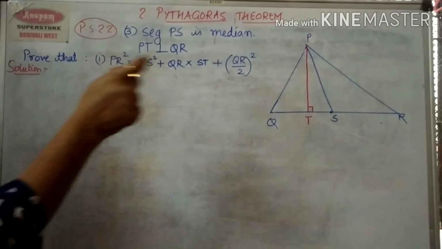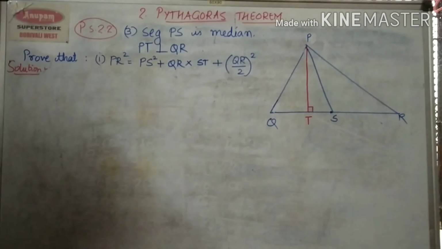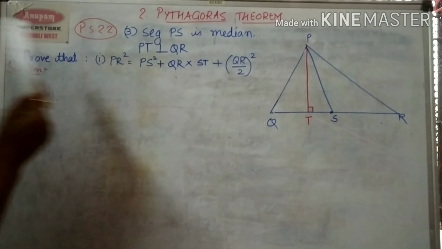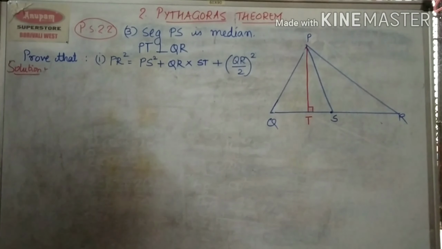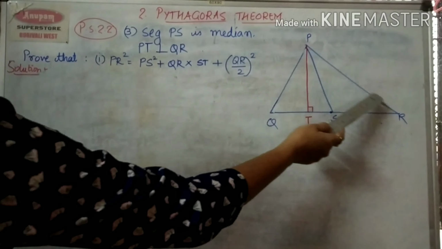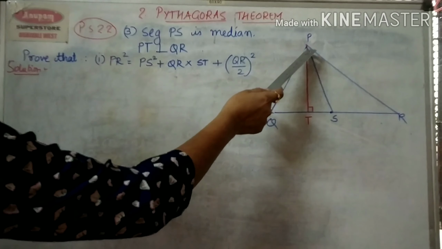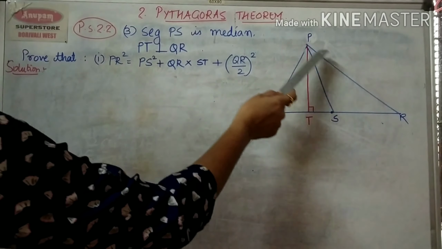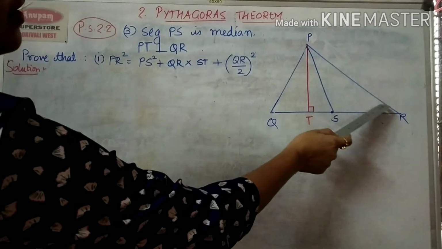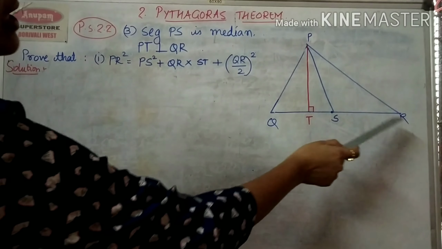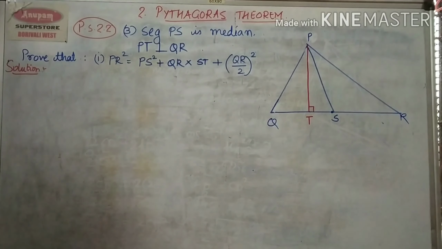Children, when we look at what we have to prove, we find there is PR square. Now let us check where PR is in our triangle. In this triangle, PR is somewhere here. And if I apply Pythagoras theorem to this triangle, I can get PR square is equal to PT square plus TR square.